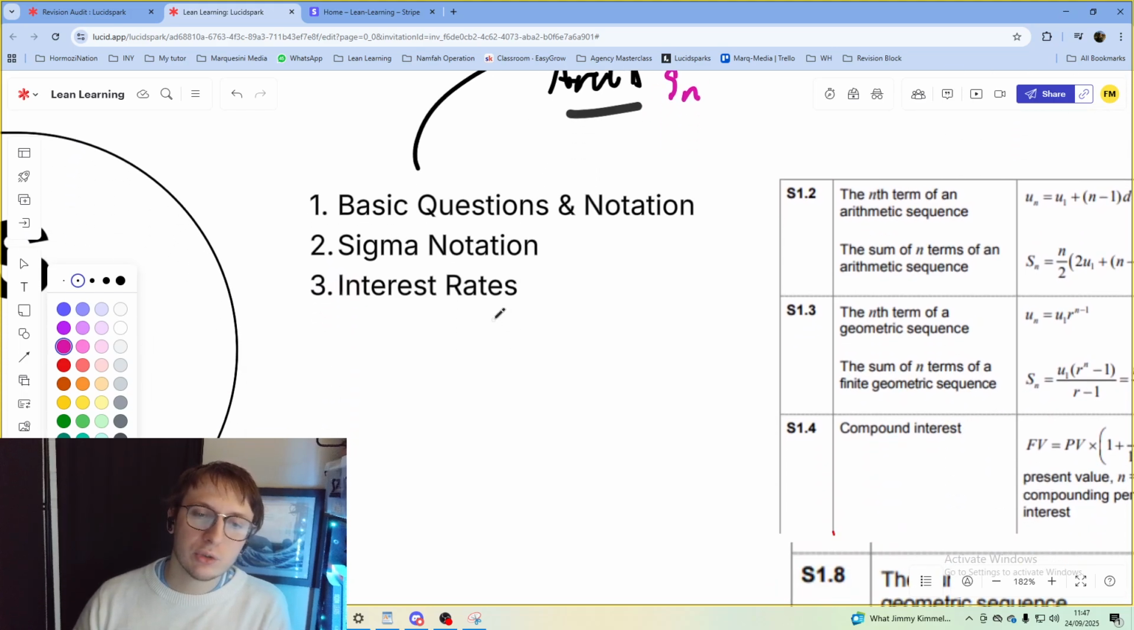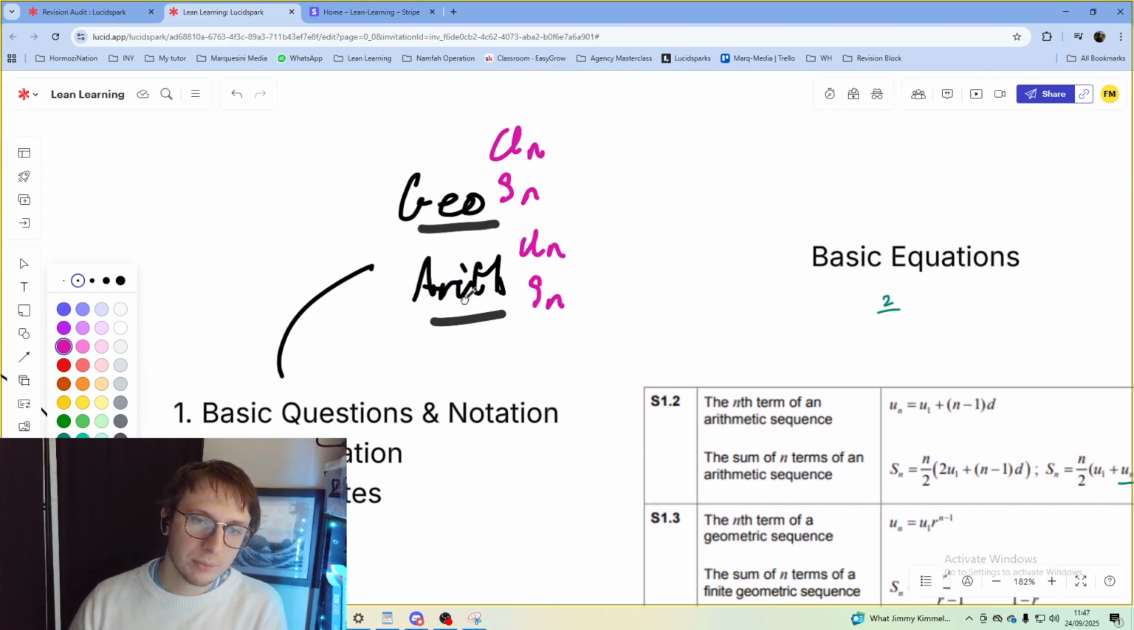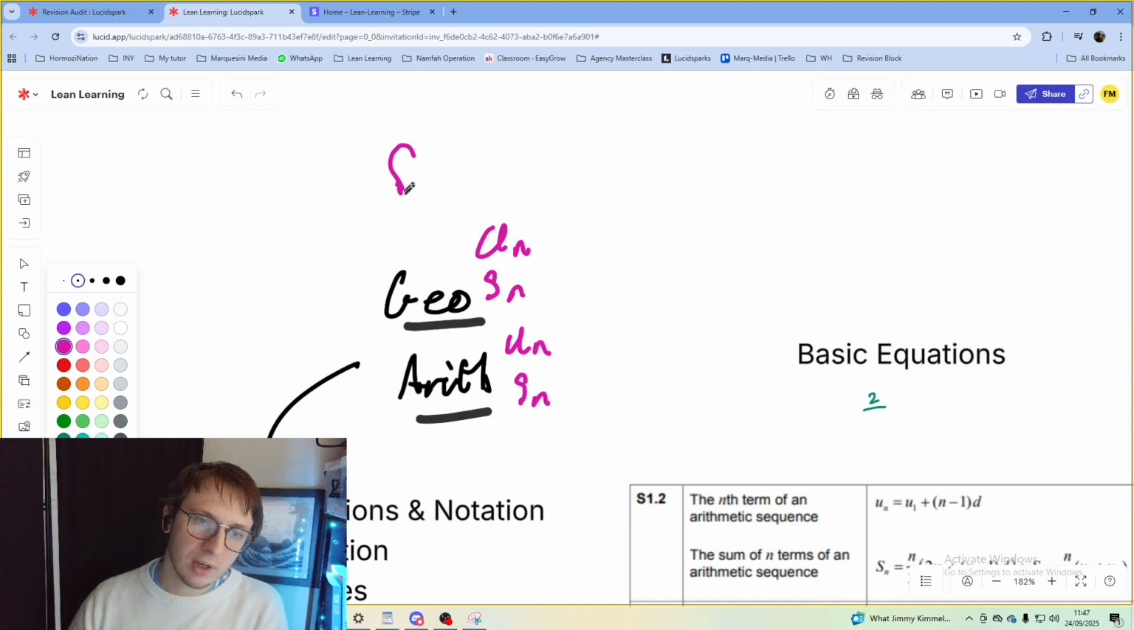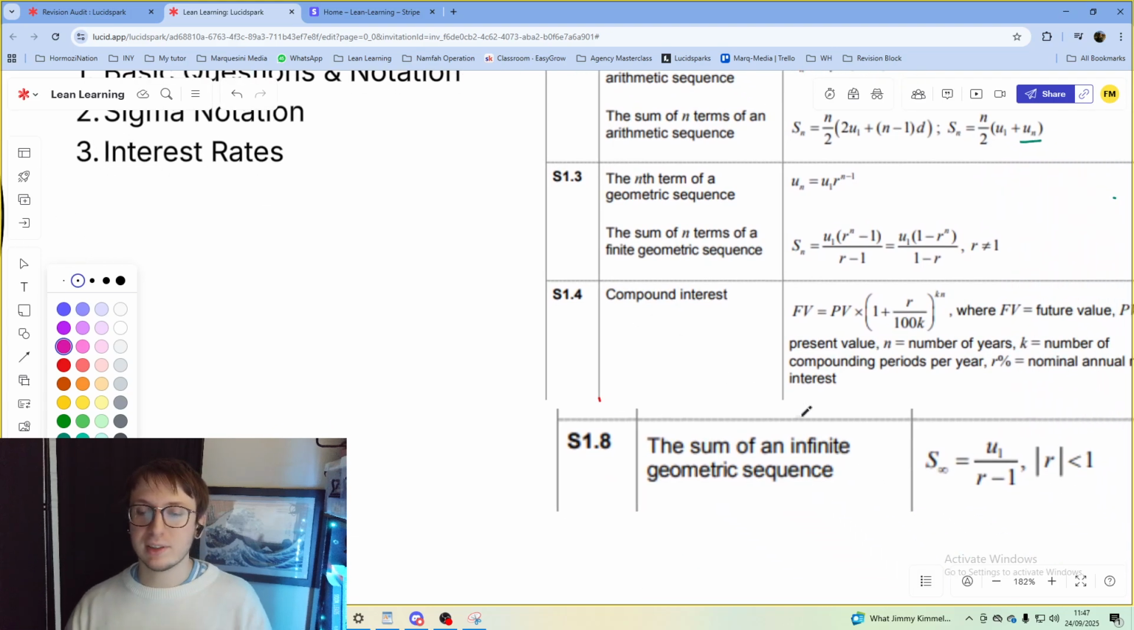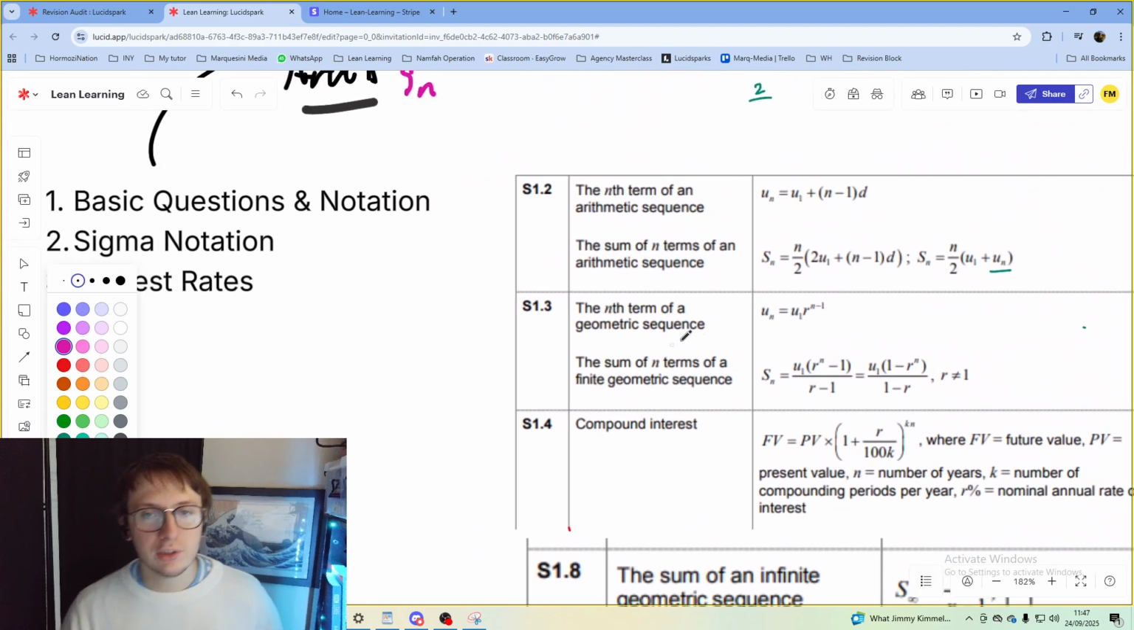And the last one is interest rates, right? We have interest rates as well. Oh, and one more I forgot as well. Geometric, we have the sum to infinity, right? Which isn't hard, it's just an extra little add-on. And the last one is interest rates, so basically like financial maths, okay? So let's go through them in order, right?